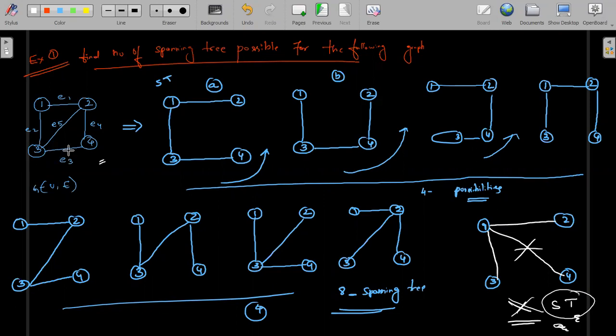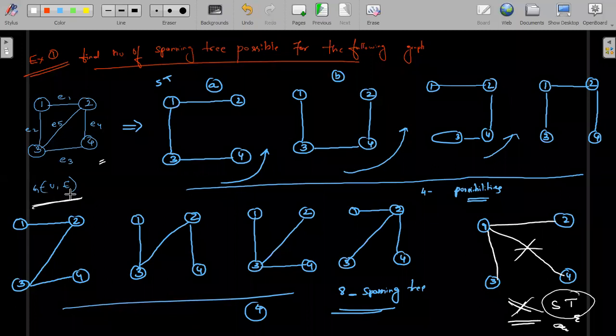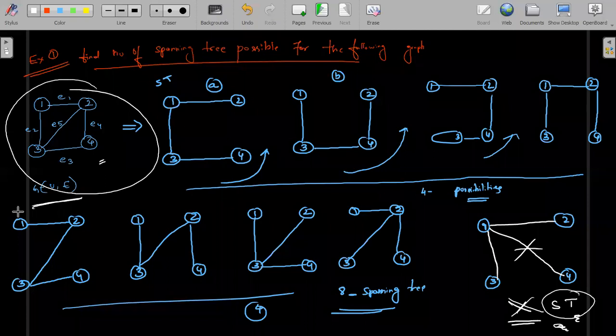Please observe the given graph carefully. This is the graph, G is equal to (V, E). So this graph is very important. Be careful with this graph. Now fine, I think everybody got this one. This is all about spanning trees. Example 2, we will see one more.